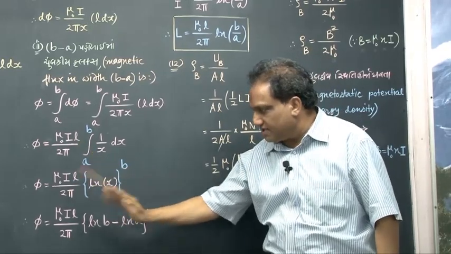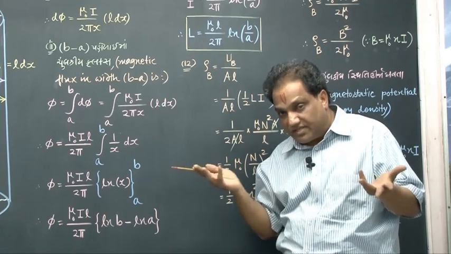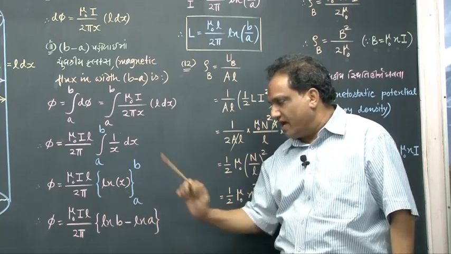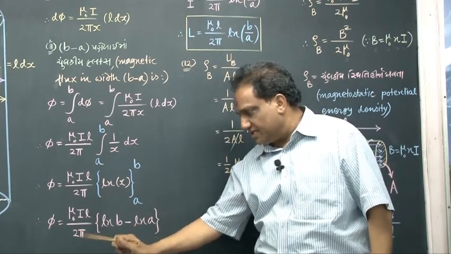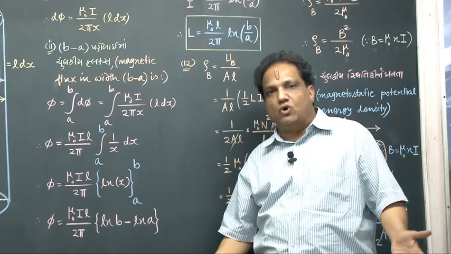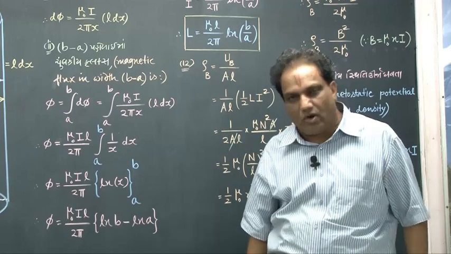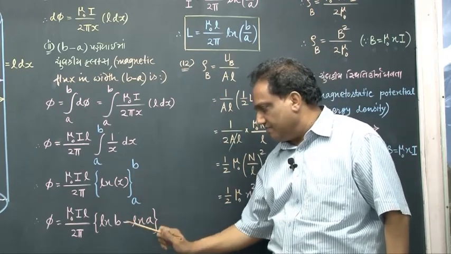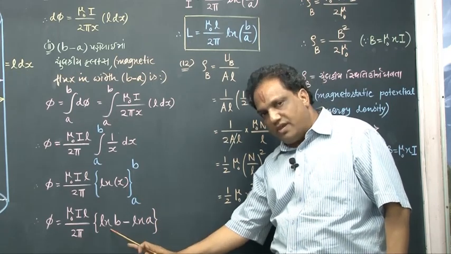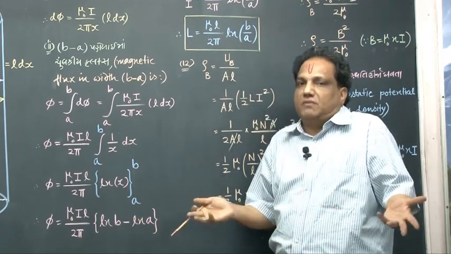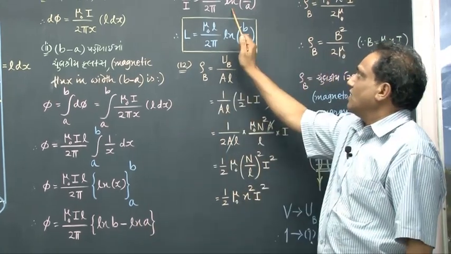Now, integration of 1 upon x dx is natural log of x. That's what I have written here: natural log of x from a to b. How are you going to put the limits? The upper limit is to be placed first. After putting a negative sign, we put the lower limit. So instead of x, write b; after putting the minus sign, instead of x, write a. Now natural log of b minus natural log of a is nothing but natural log of b upon a. Here it is.